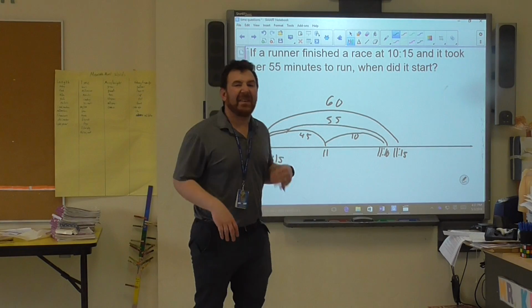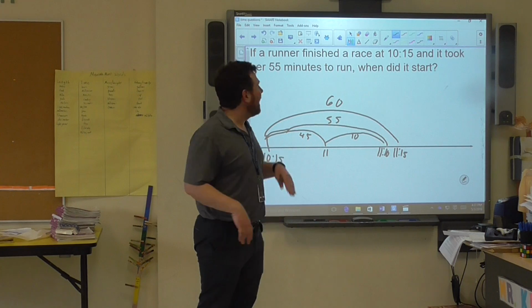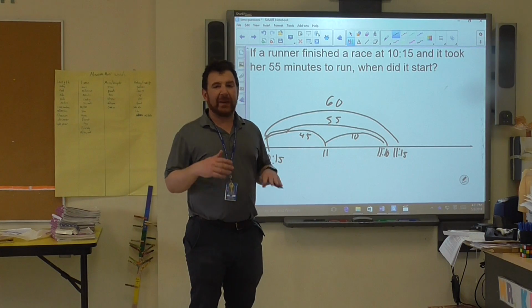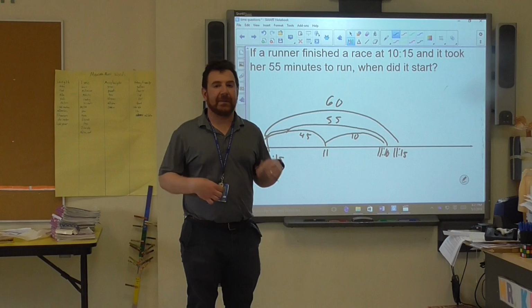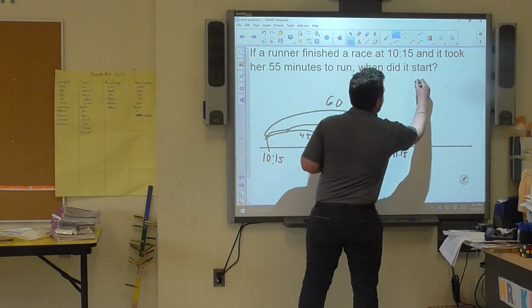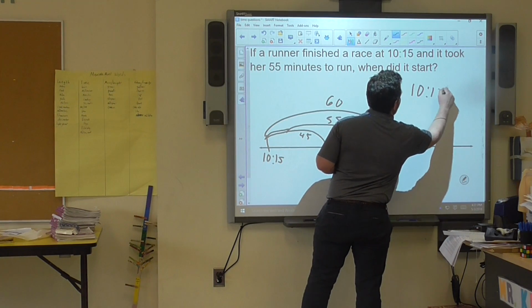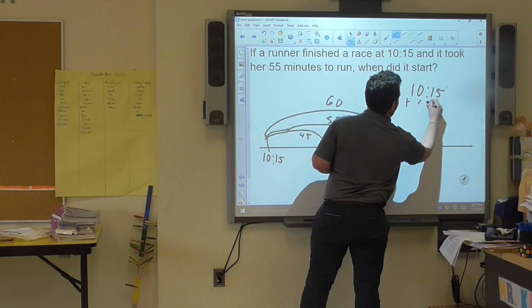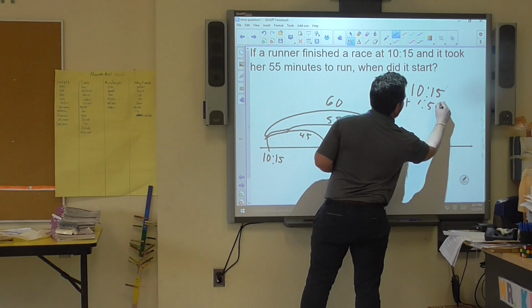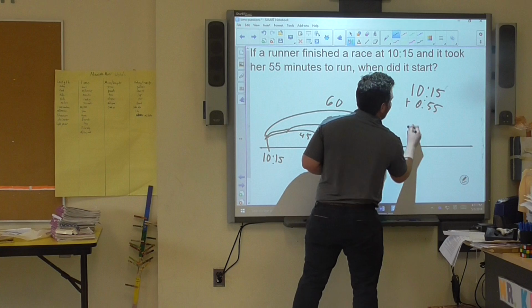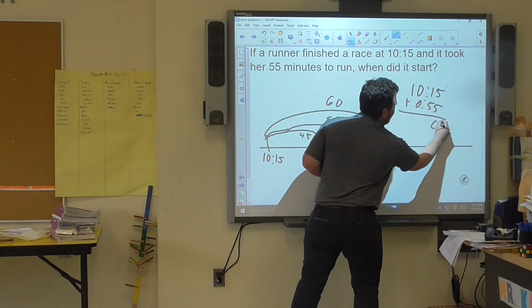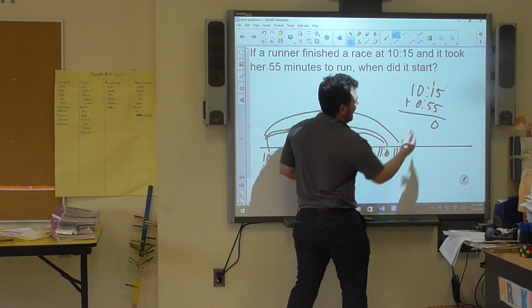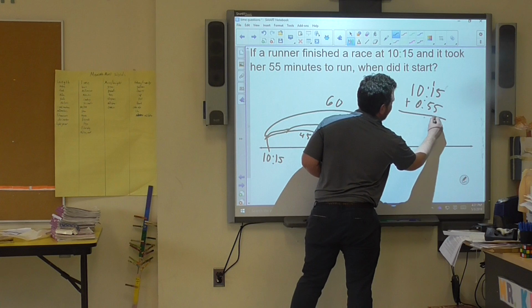When I add 55 minutes on to 10:15, it doesn't quite work out unless I really pay attention to my minutes and seconds. Because it looks like 10 plus 55. There's a 0 there. 5 plus 5 gives me 0, carry the 1. So 10, 60 plus 1, so 70.